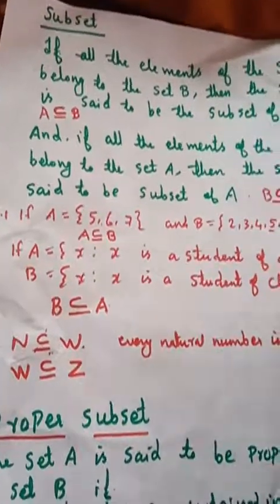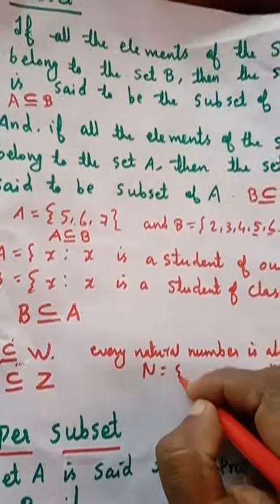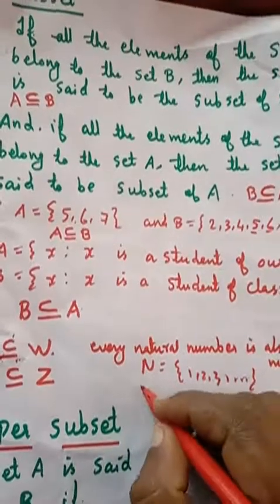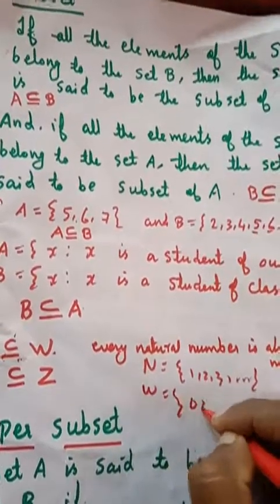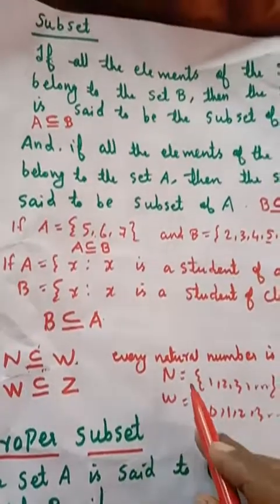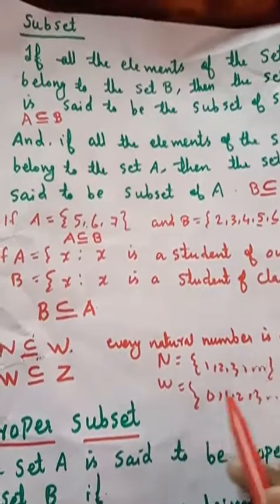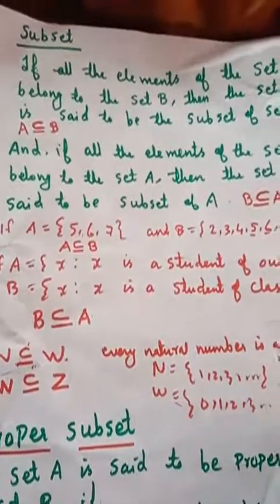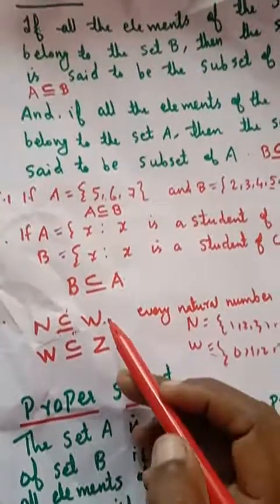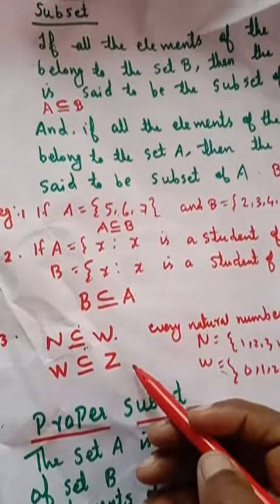N means it starts from 1, 2, 3, etc., and W means it starts from 0, 1, 2, 3, etc. So N is a subset of W, since 1, 2, 3 are also in W. So N is a subset of W, and W is a subset of Z.